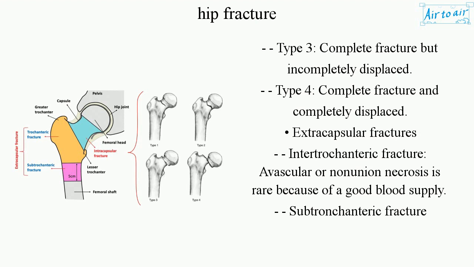Extracapsular fractures. Intertrochanteric fracture. Avascular necrosis or nonunion is rare because of a good blood supply. Subtrochanteric fracture.